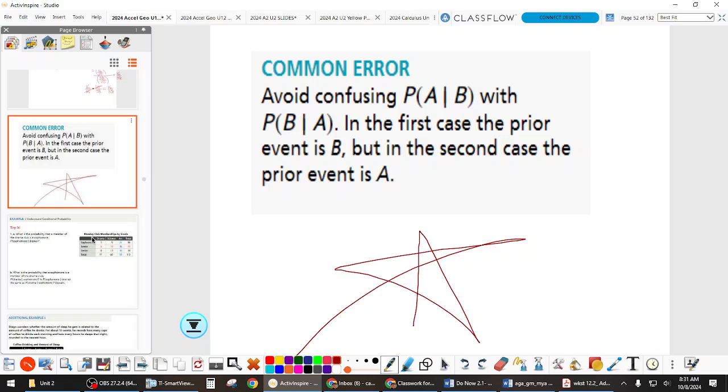So let's read this warning. These are not the same probability. Even though all the letters are the same, just switching the order actually changes the numbers, which changes the probability. So this is using language of prior events. We've said known event. So make sure you know the one that's after the line is the known, and that can change your numbers. Actually, kind of a lot.